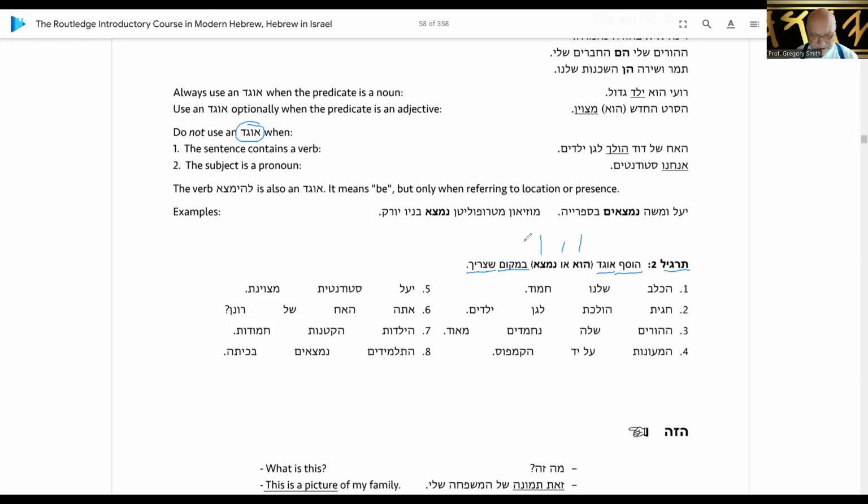In the right place. Bamakom Shetzarich. Look at that. Shetzarich. Literally, that means the right place. So Bamakom is in the place, Shetzarich, the right place. And so you're gonna put these Ogeds in there. That's these things right here. And so what are they? They're gonna be like him, han, he, or who. But it looks like in this case, if it has to do with the location, it's gonna be Nimtza. Okay.